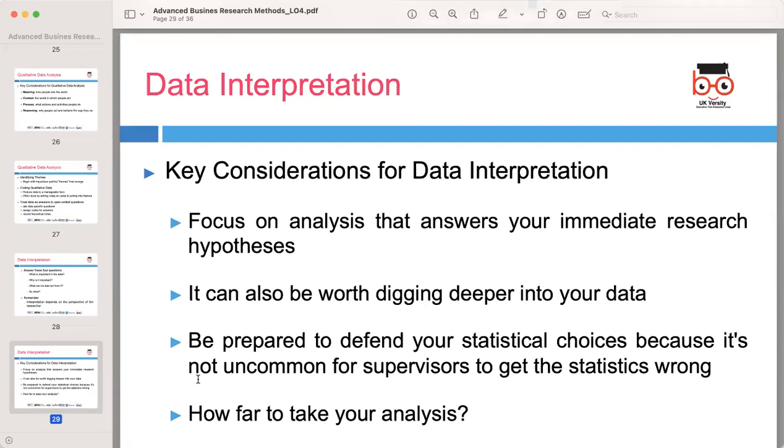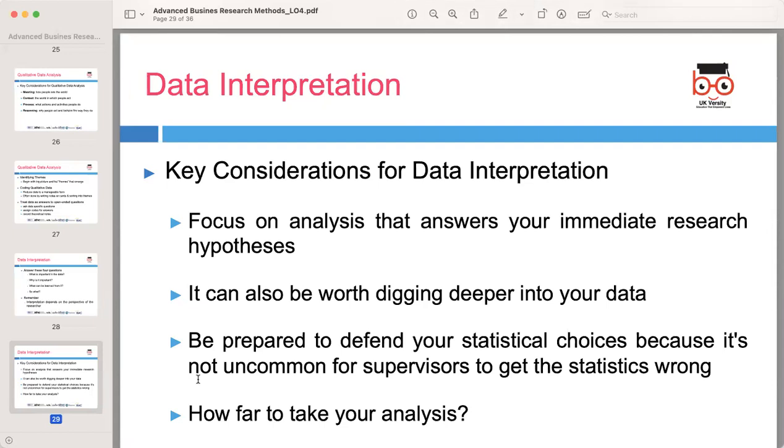The next one is that it can also be worth digging deeper. While addressing your immediate research hypothesis is important, it can also be valuable to dig deeper into your data. This means exploring additional patterns or trends that may emerge during the analysis process.